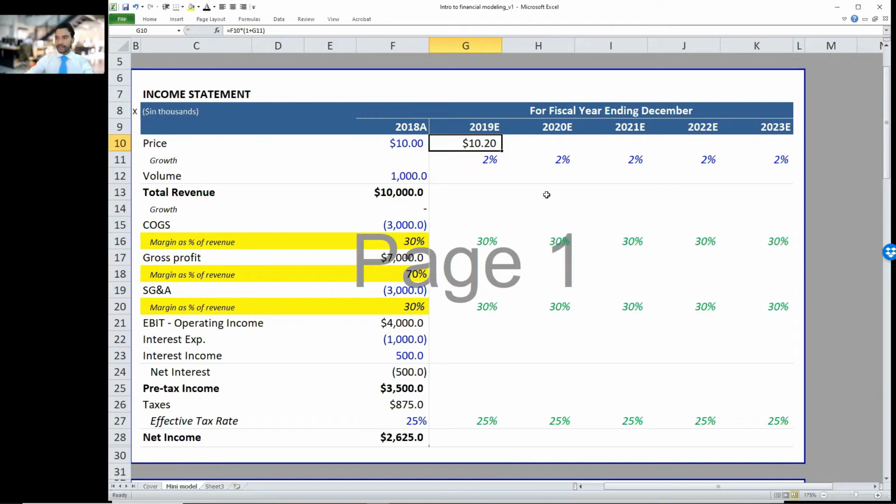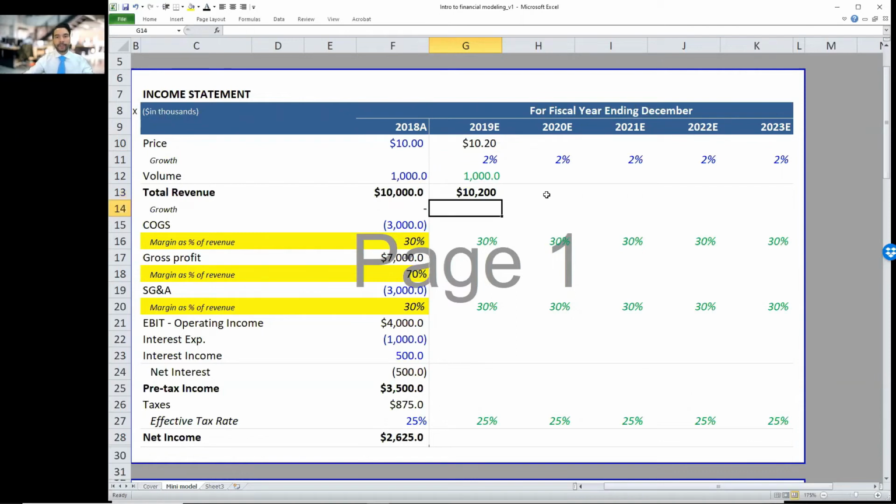So if I press enter, and now if I change this percentage from 2% to 5%, you can see now why we do it the way I illustrated. It becomes more dynamic. Okay, so let's change this back to 2%. Volume, we're just going to assume that volume is going to stay constant. And my revenue is going to be price times volume.